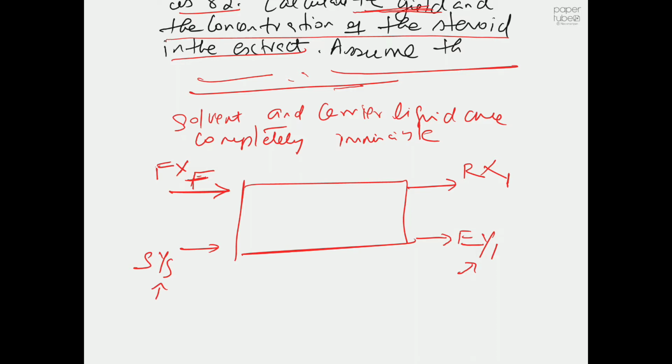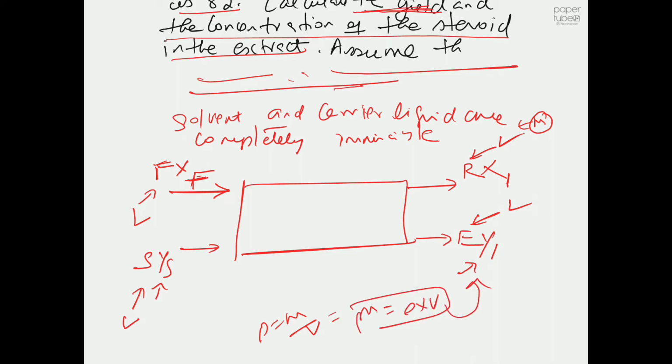We are going to express F in terms of volume units, so some liters. S in terms of some liters of solvent goes inside, then some liters of raffinate comes outside, some liters of extract comes outside. Before, in all the problems, we already converted volume to mass based on the density. So we know density is equal to mass by volume. So mass is going to be density multiplied by volume, and then we know how much mass of E, R, F, and S. That's what we did so far.